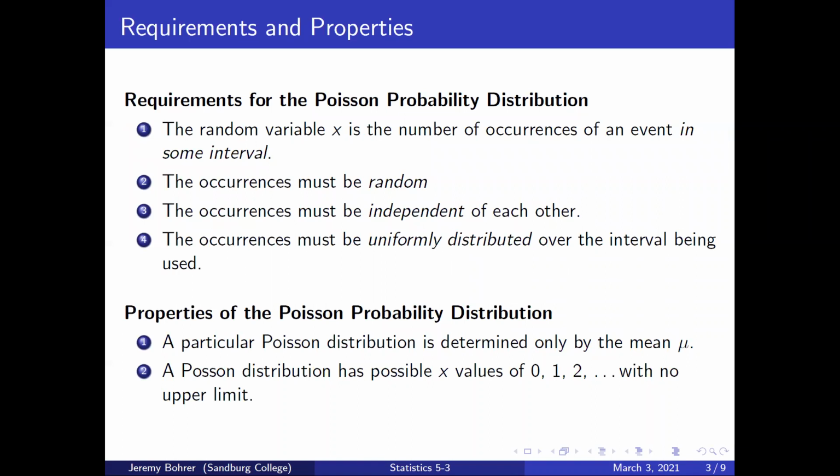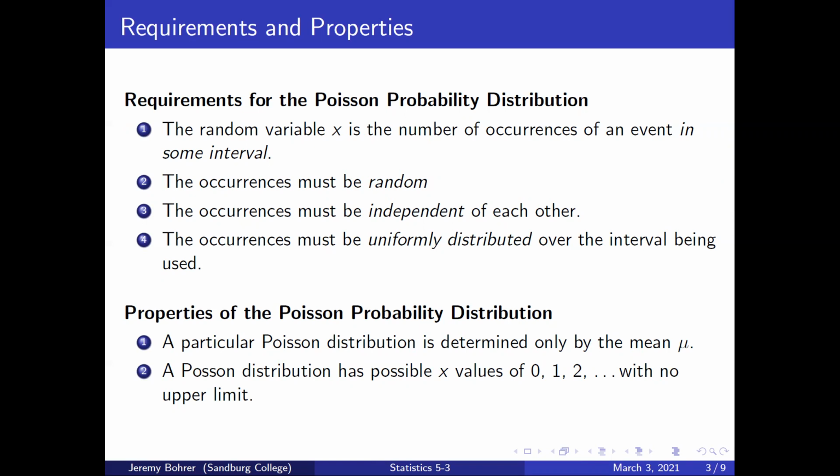Requirements for the Poisson probability distribution. The random variable x is the number of occurrences of an event in some interval. The occurrences must be random, the occurrences must be independent of each other, and the occurrences must be uniformly distributed over the interval being used.